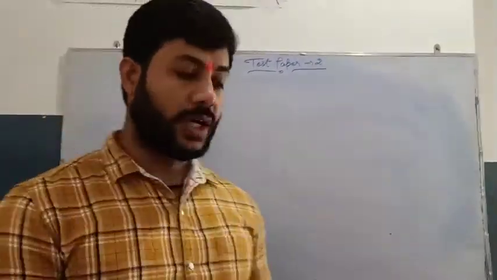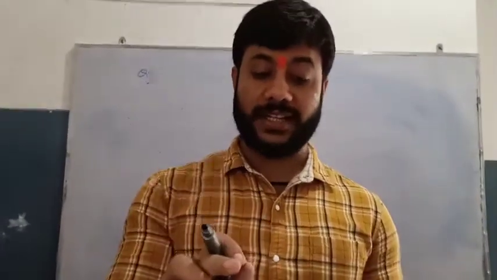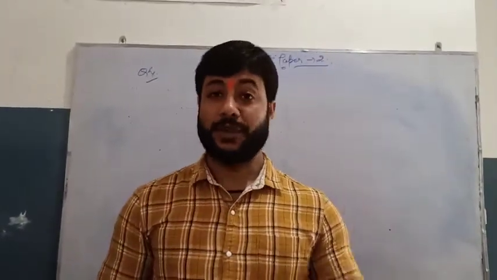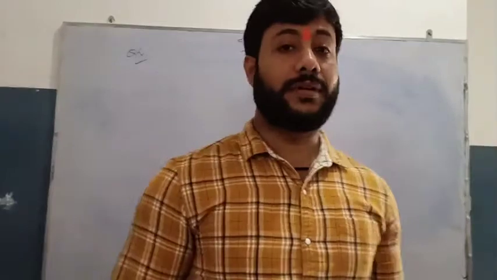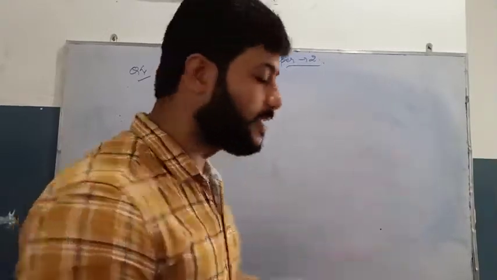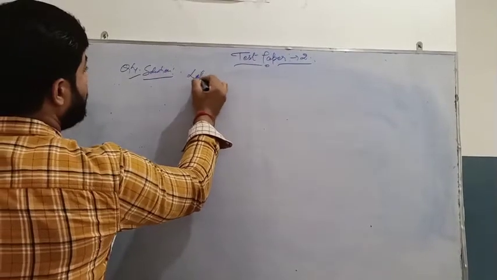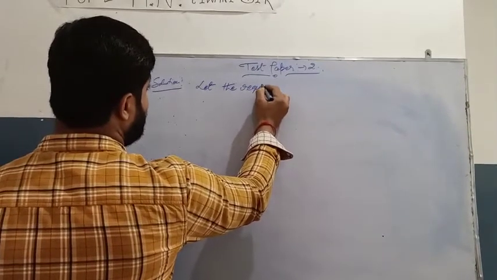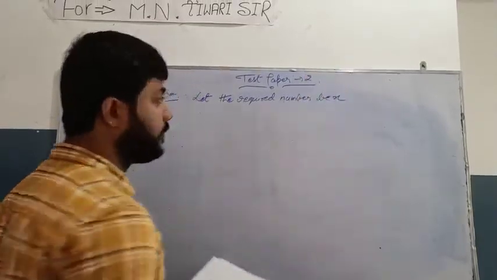Question number 4 says, by what number should minus 2 by 3 to the power minus 3 be divided so that the quotient is 4 by 9 to the power minus 2. We don't know the number by which minus 2 by 3 to the power minus 3 is to be divided. So let us suppose the number x. Means we will divide minus 2 by 3 to the power minus 3 by x. So the solution is, let the required number be x. We have supposed.